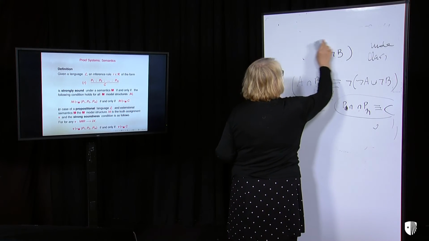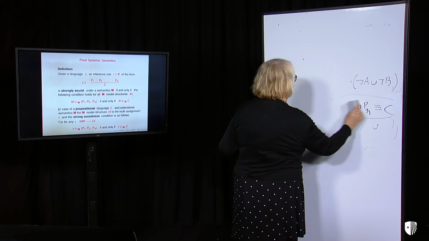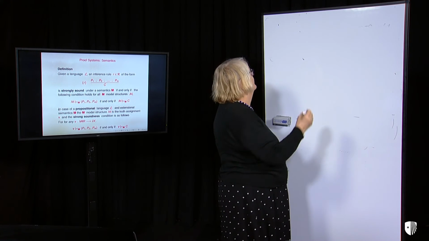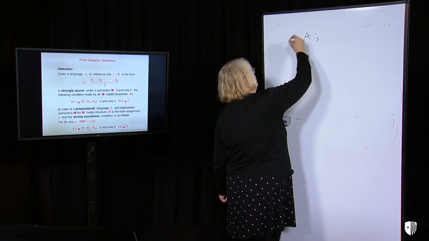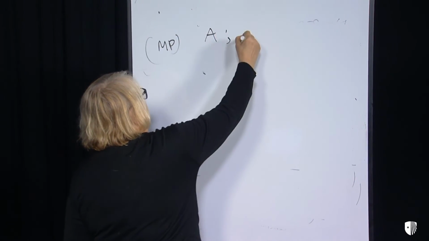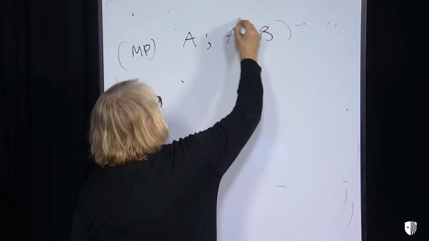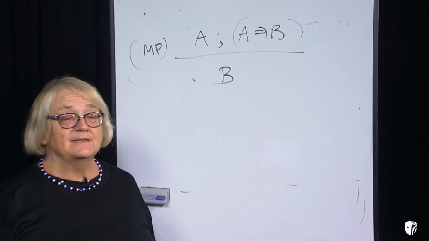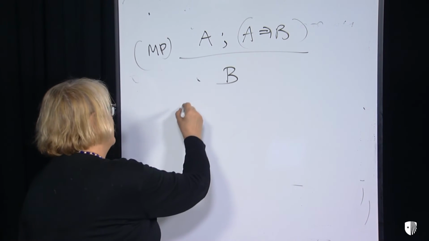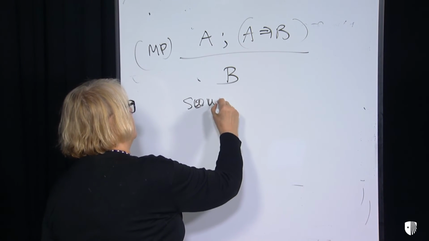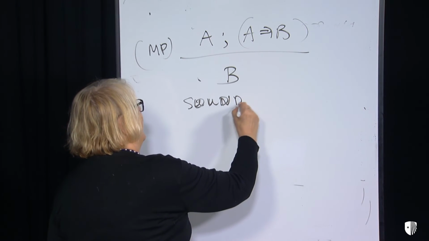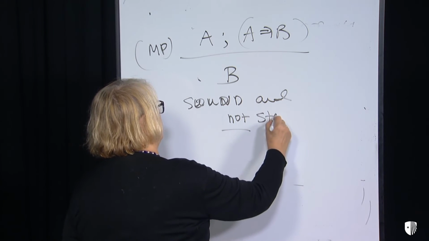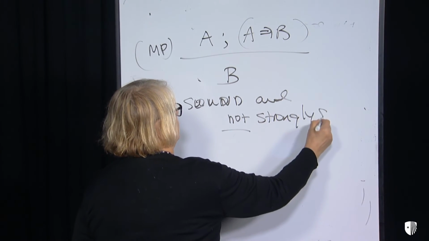So we have a strongly sound rule, but one of the basic rules in logic is the modus ponens rule. A, A implies B. We conclude B. This is modus ponens. That is sound, and not strongly sound.